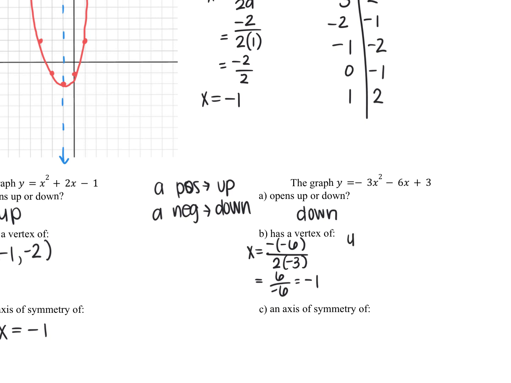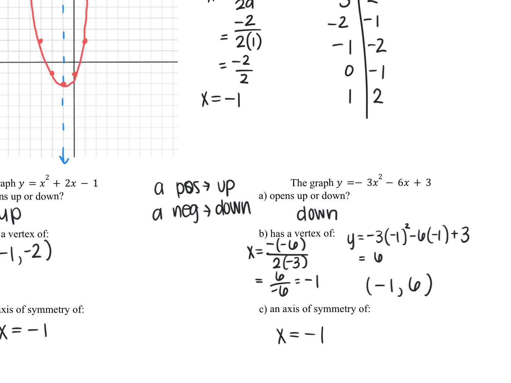So to find my y value, I'm going to plug that into my equation. I'm going to do -3 times -1 squared minus 6 times -1 plus 3. And that is going to give me my y value, which is 6. So my vertex is at -1, 6. And then for my axis of symmetry, it's always the x value of my vertex, so x equals -1.